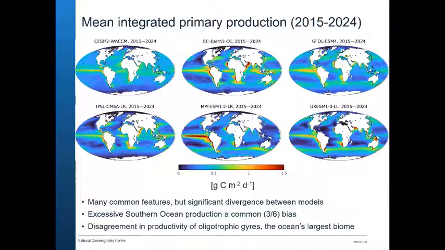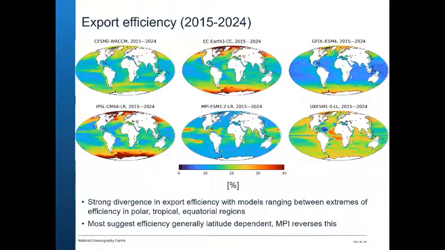Now, if we switch instead to export efficiency. This is the fraction of primary production that's leaving the upper ocean. And you can see straight away there's massive divergence in the models. I'm expressing it here as a percentage of the amount of primary production. And you can see that there are very few common patterns. EC-Earth in the top middle here and IPSL in the bottom left share a biogeochemical model, so that's why they share general patterns, but all the other models disagree.